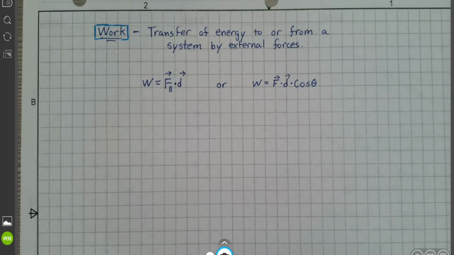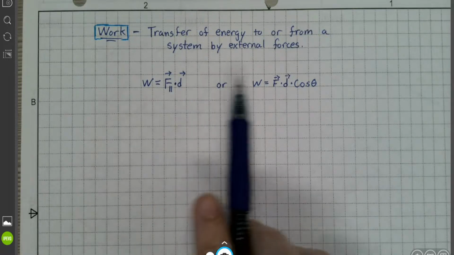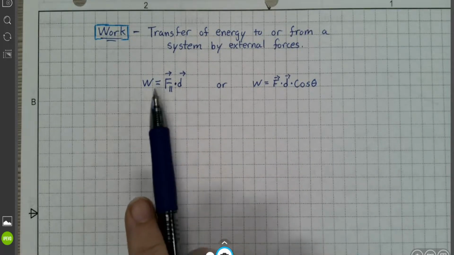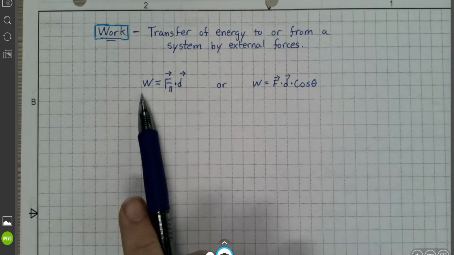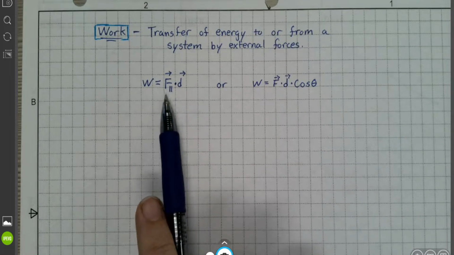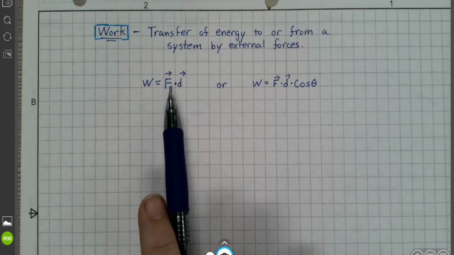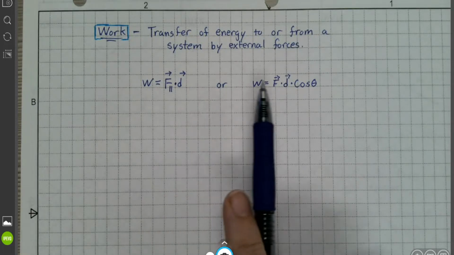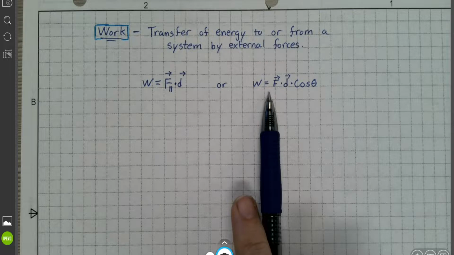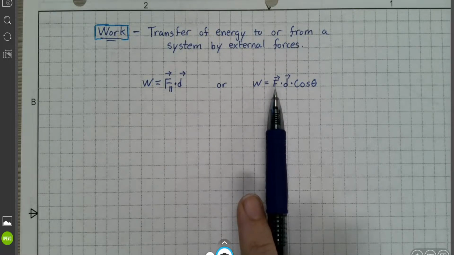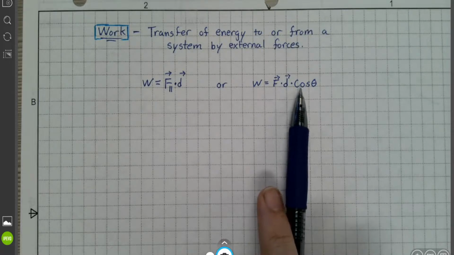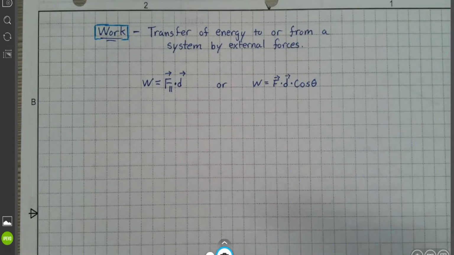And there are two interpretations of this formula. One of them includes an angle, and the other one does not include an angle. So the first one just tells you that work is going to be equal to the force, the outside external force that's applied, times the displacement that occurs. And the other formula interpretation is going to tell you that work is going to be equal to the external force times the displacement times the cosine of the angle between the two vectors that happen.